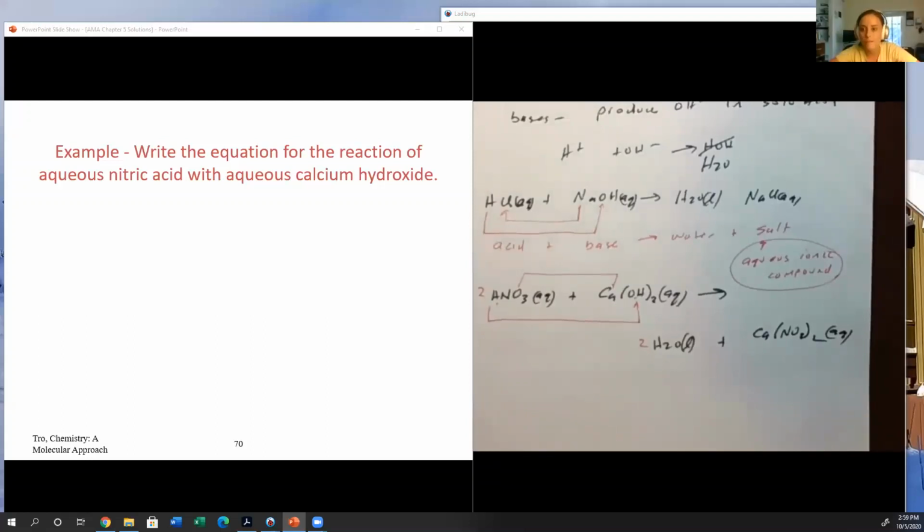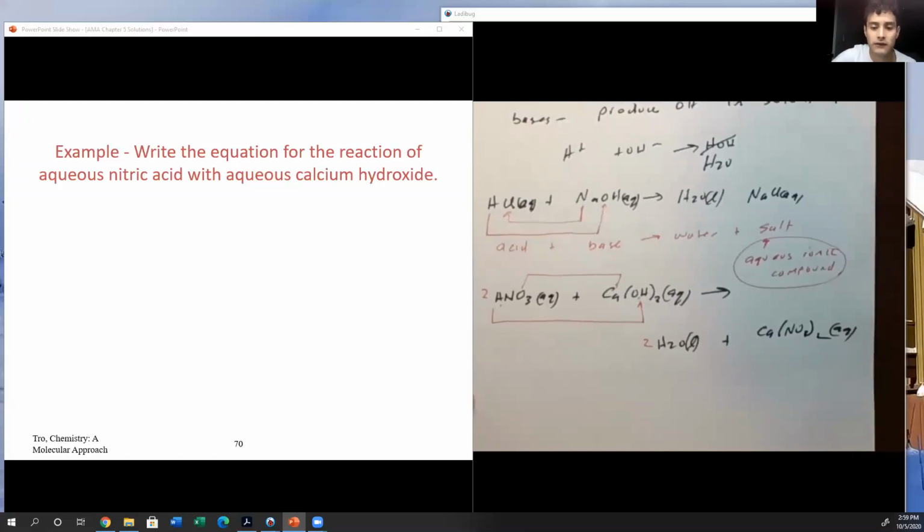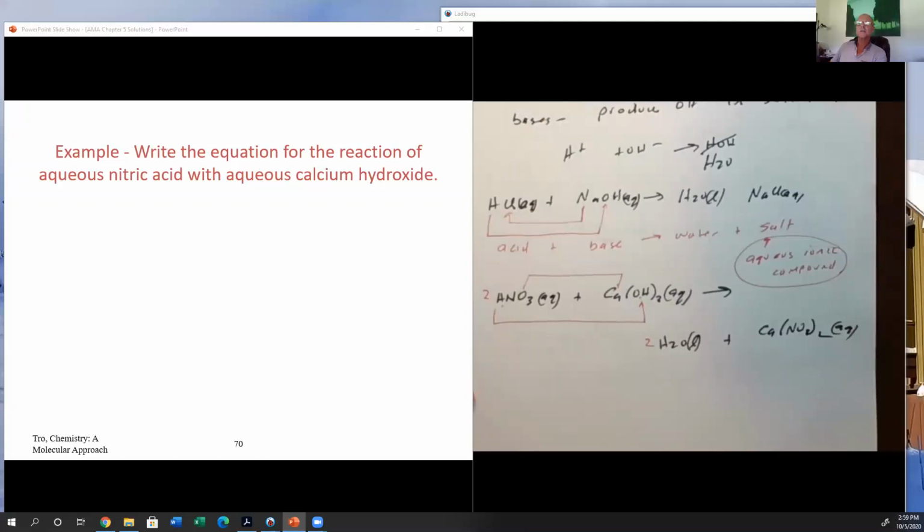Javier? In an actual reaction in a lab, when getting the products, the water and the salt, can we separate the water from the salt? It depends. Usually the salts are going to be soluble, so they're going to be mixed in with the water, and you can't separate them unless you boil off the water or something like that. Okay, thank you. Abe?